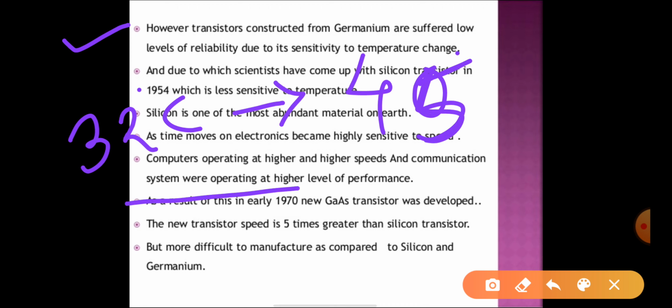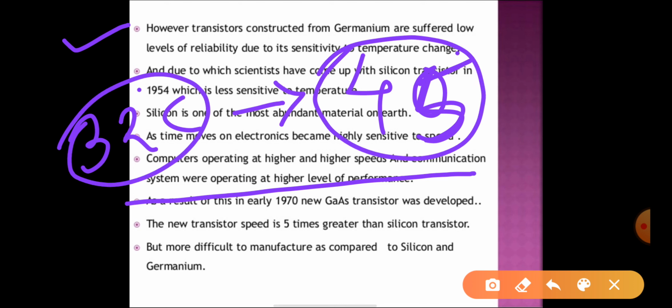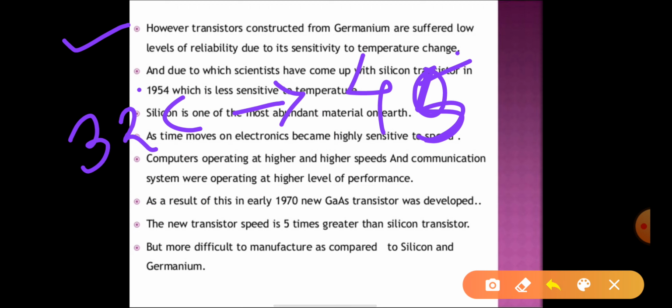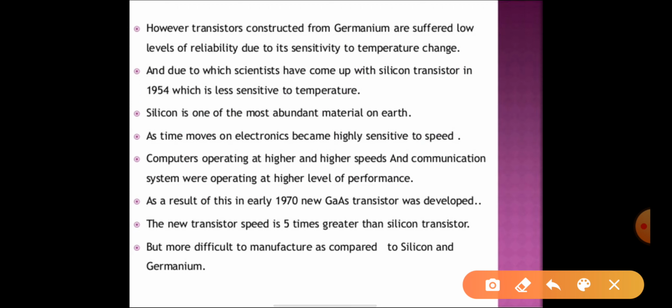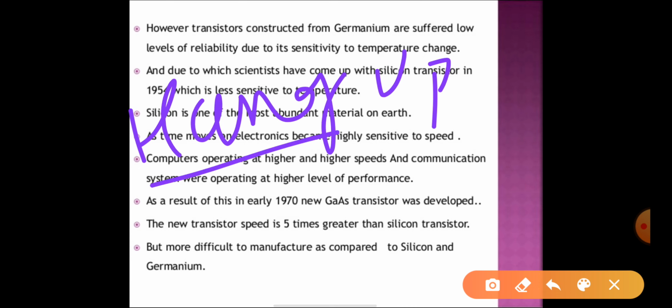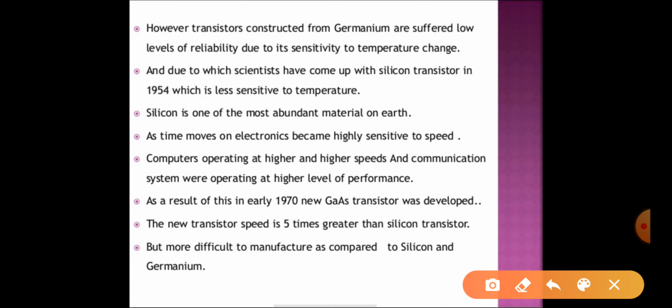So there is a lot of change there. If there is a temperature change, what will happen? This is not reliable at all. The device malfunctions. Suppose this mobile I am using is made of germanium; when the temperature increases, it will, as we say, hang up. This happens in the case of germanium.